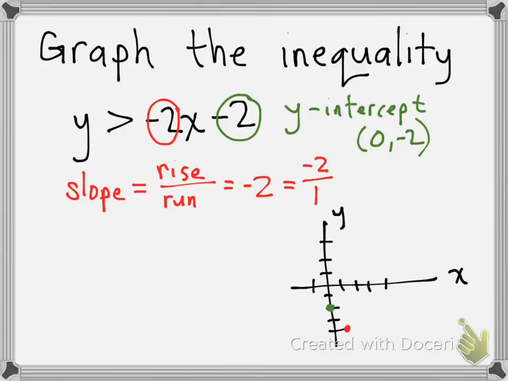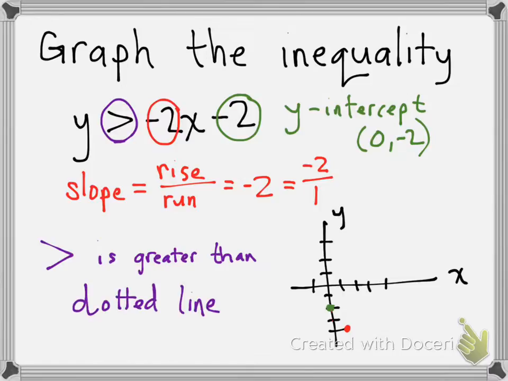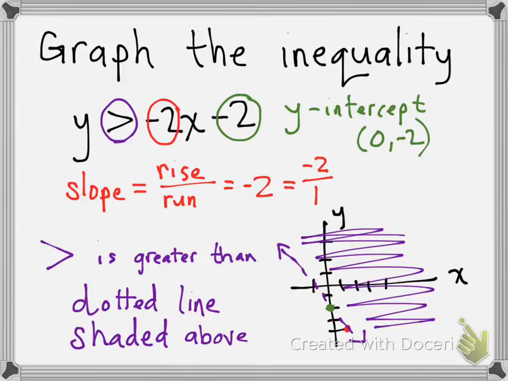Before we go any farther, we have to remember the rules for inequalities. We have an inequality which is greater than: y is greater than negative 2x minus 2. Since we don't have the "or equal to," we're going to make this a dotted line. And since it's greater, we're going to shade above that dotted line. So when we graph the line through the 2 points, we're going to make this a dotted line, and we're going to shade above that line since it was greater than.